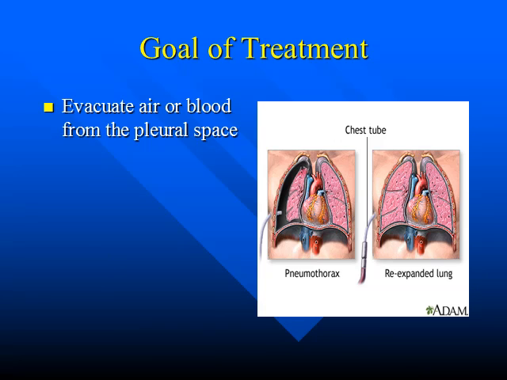And this just shows you a picture. What is our goal of treatment with this? Well, we have to get that blood out of there. Our goal of treatment with any type of pneumothorax or hemothorax is that we have to get the air or the blood out of the pleural space.